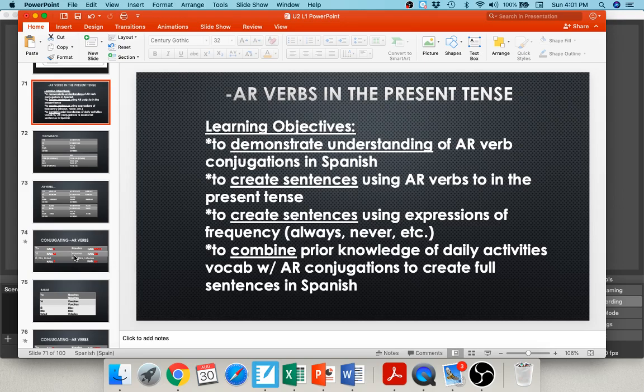We had hablar, to speak, escuchar música, to listen to music, pasar un rato con los amigos, to hang out with friends. There were so many verbs that ended in AR. Alquilar un DVD, to rent a DVD. So many verbs in Spanish end in AR. So I want to make sure you know how to conjugate these.